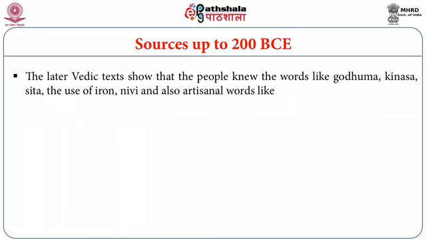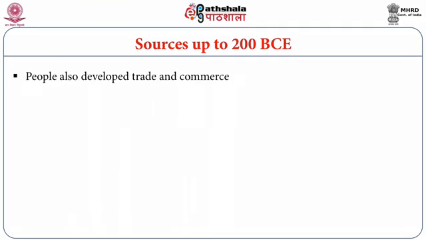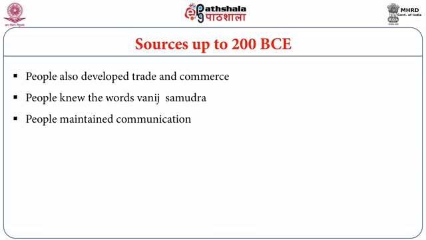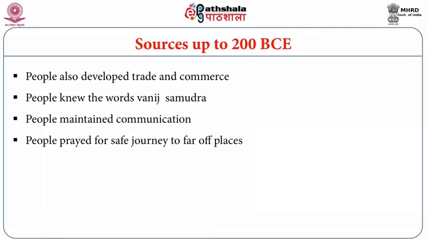The later Vedic texts show that the people knew words like Godhuma, Kinasa, Sita, the use of iron, and also artisanal words like Kulala, Manikara, Ishukara, Dhivara, Surakara, etc. People also developed trade and commerce. People knew the words Vanij, Samudra. People maintained connection and communication. People prayed for safe journeys to far off places.